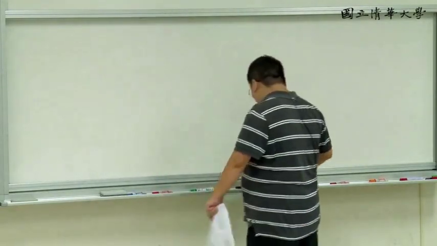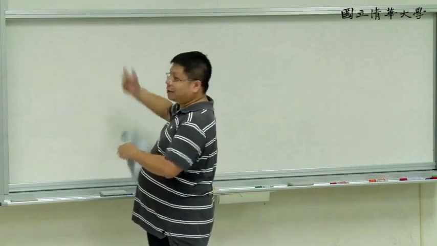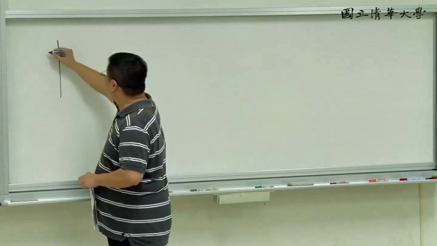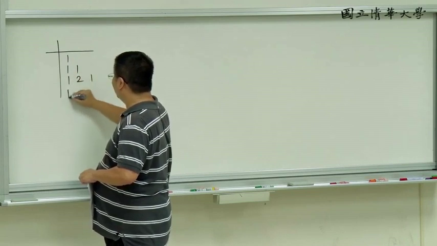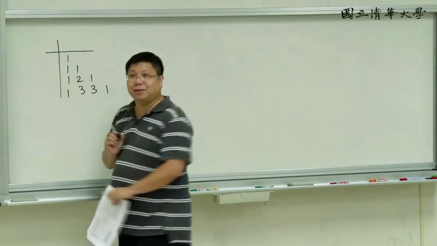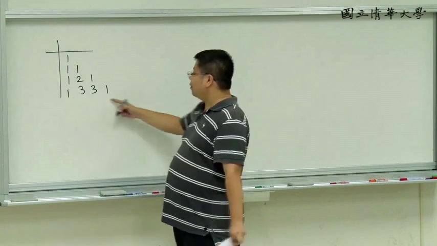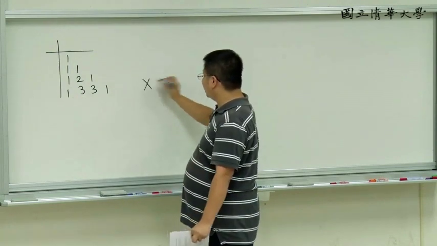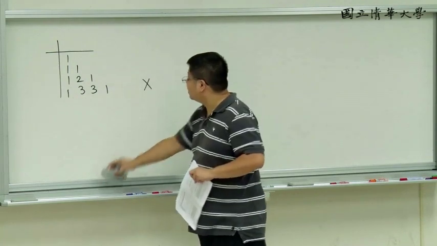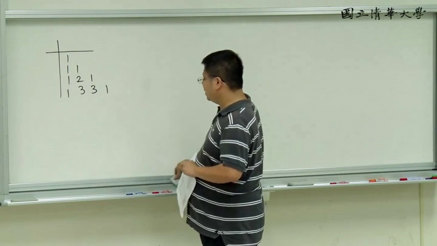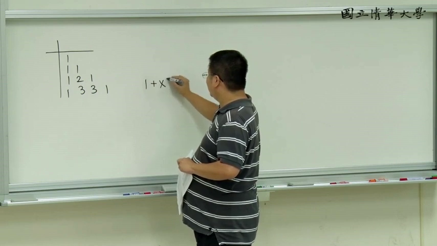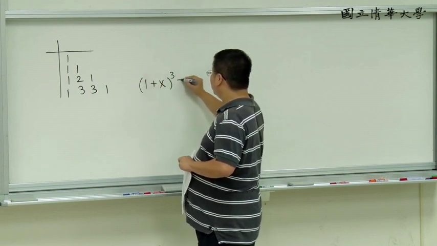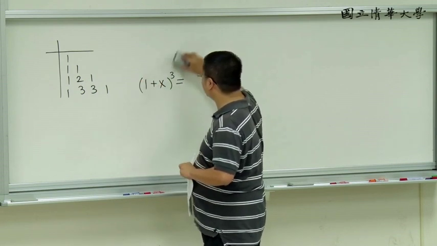Okay, let's take a look at this binomial theorem. Binomial theorem is something similar. You have something like 1, 1, 1, 1, 2, 1, 1, 3, 3, 1. Is that okay? So 1, 3, 3, 1, you can write down x what? 1, 3, 3, 1 is like you have (1 plus x) cubed, or (x plus 1) cubed.